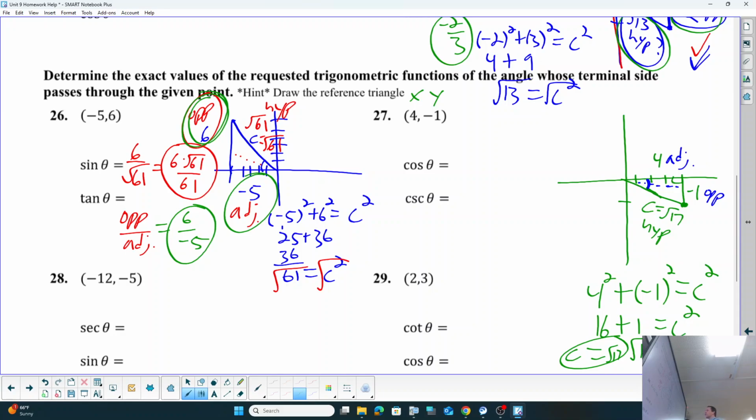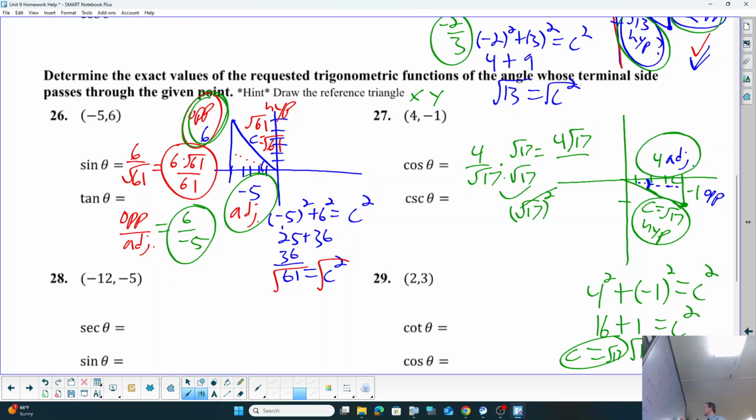Cosine is adjacent over hypotenuse. For number 27, that's 4 over radical 17. Rationalize the denominator: 4 radical 17 over 17. What is that, 17 times 17? Anyways, whatever it is, there's 2 of them, and when you have 2 of them, that means it's squared. So just 17.